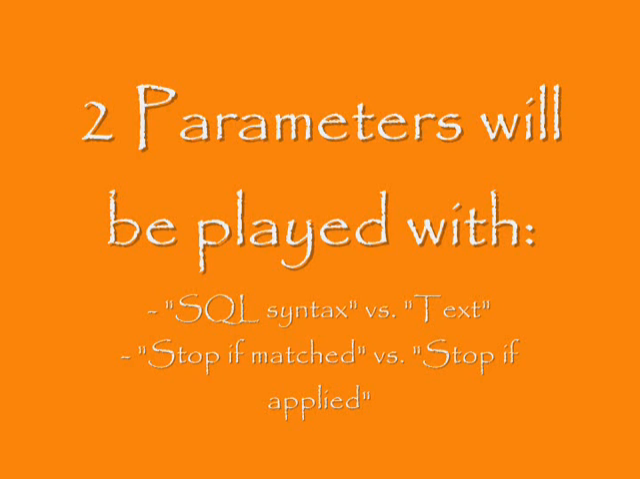The first parameter is in the test part of the rule, also called matcher. We will play with the SQL syntax versus text parameter. This describes how the proxy sees the request either as string with SQL meaning or as a simple text. The second parameter is in the action part of the rule, which describes what action you will apply on the request. We will play with the stop if match versus stop if applied parameter. I'll provide explanations later.